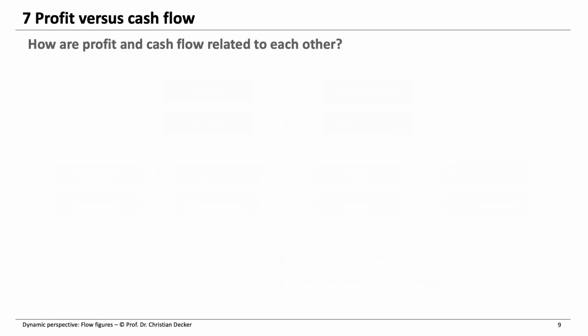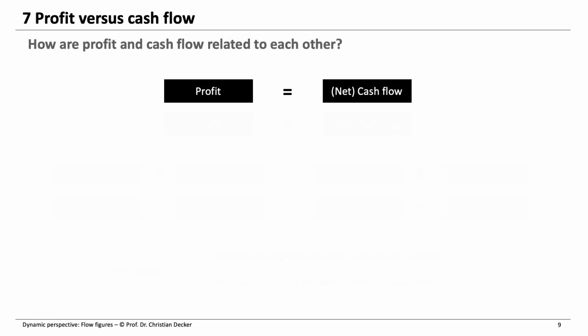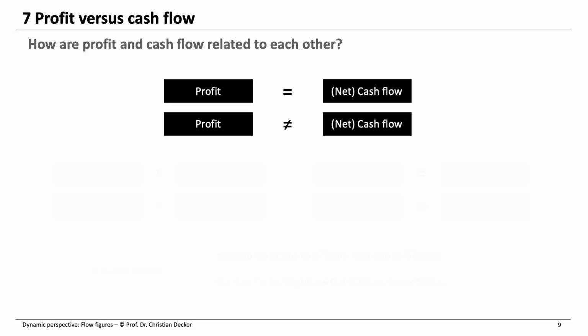Profit and cash flow have been introduced in principle. But how are profit and cash flow related to each other? Due to the different perspectives of accrual-based accounting and cash-based accounting, this may lead to different combinations. Profit and cash flow may be identical. Profit and cash flow may not be identical. The same applies to the underlying variables.